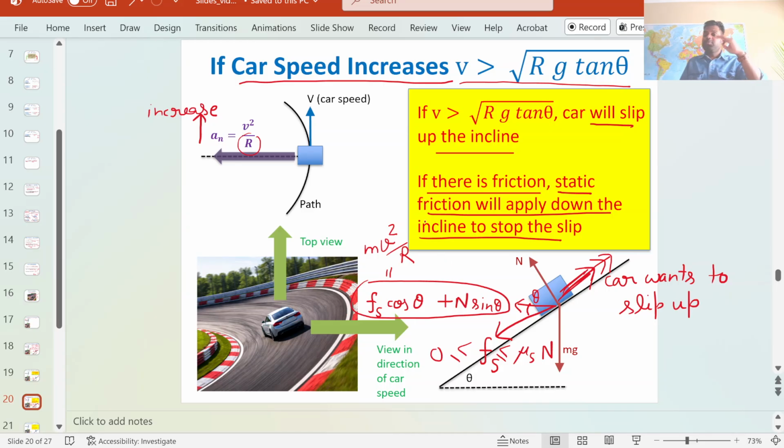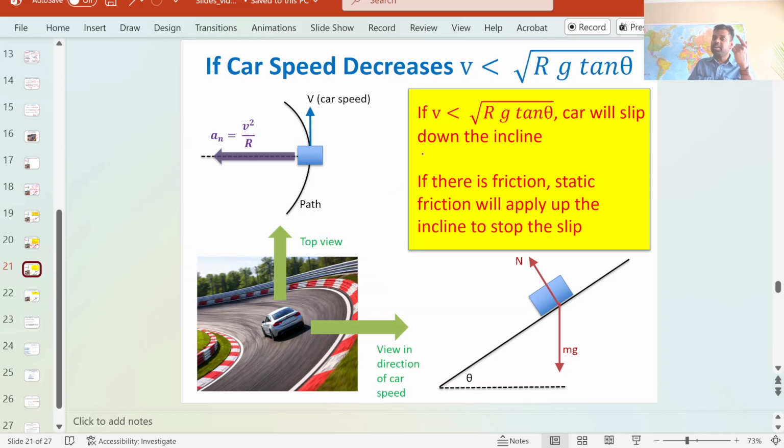So again, if the car starts going faster than square root rg tan theta, the car will have the tendency to slip up. And if there is friction on the track, and in reality the race tracks have a lot of friction, so the static friction will start applying down the incline to stop the slip.